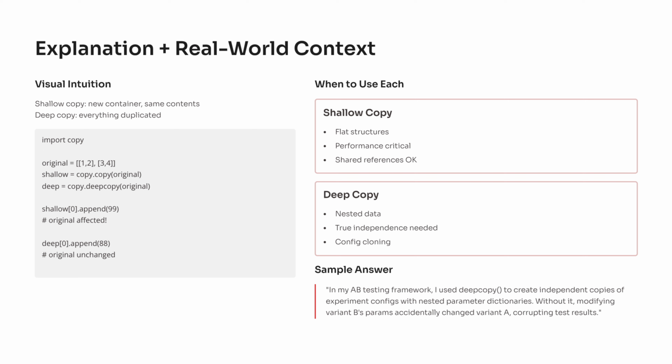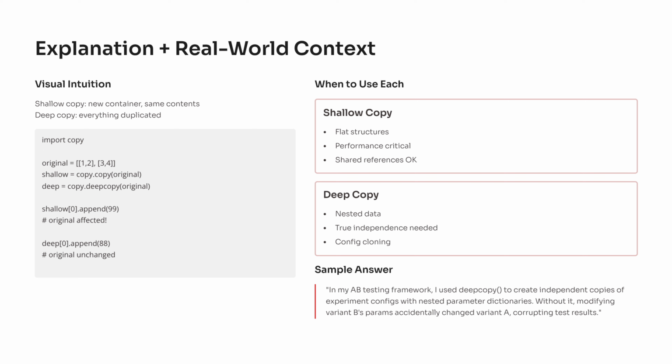Now, when you use a deep copy, Python duplicates everything, the outer list and all the inner lists inside it. Now the two are completely separate. Changes in one don't affect the other. That's why deep copies are essential when working with nested data, like dictionaries inside lists or configurations inside models.